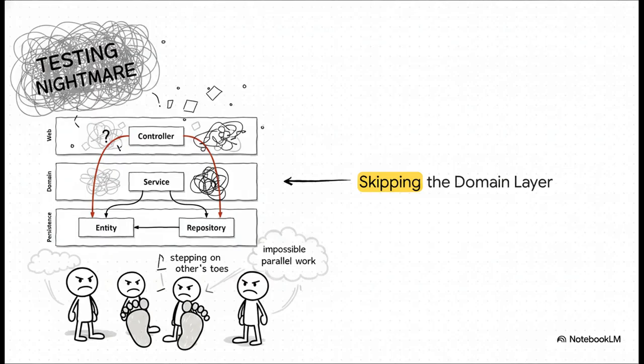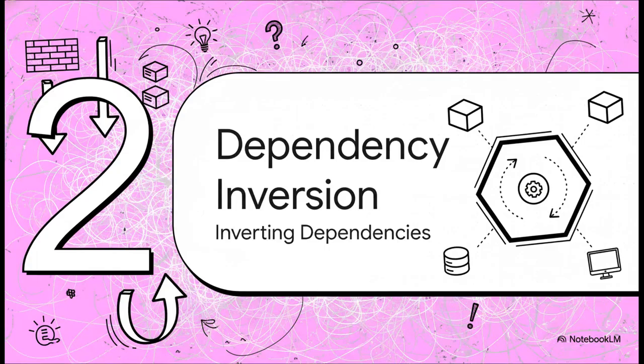Eventually, entire layers just get skipped. The web layer starts talking straight to persistence, just to update a single field. And this scatters your crucial domain logic all over the place. The result? Testing becomes an absolute nightmare. And parallel work? Yeah, nearly impossible, because everyone is stepping on each other's toes trying to modify the exact same files. Moving on to section 2, the dependency inversion principle.